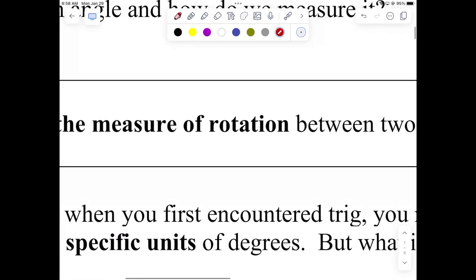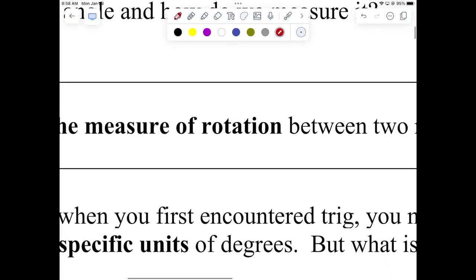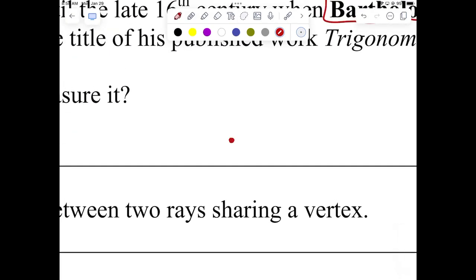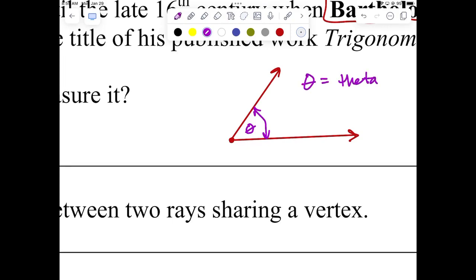It measures the rotation, or just the rotational distance, between two rays sharing a vertex. So if you remember from geometry, a ray has a fixed end and an indefinite end, right? And if you draw another ray at some point from that same vertex, you get something that looks like this. So you can actually measure the rotation between these two rays. And that rotation right there, typically we give a name, theta. Theta is a Greek variable that's the most commonly used variable to represent an angle.